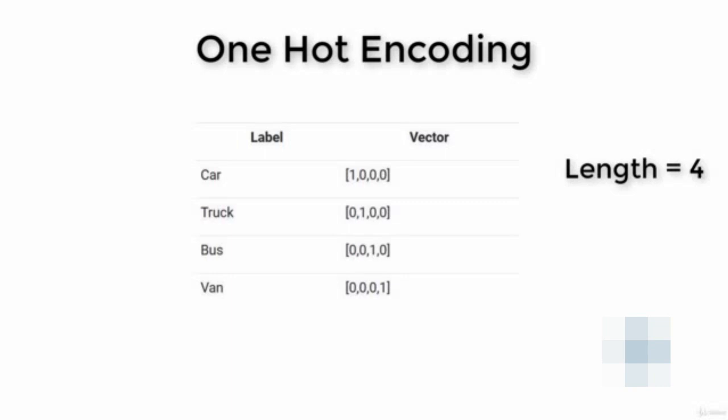Note that we just arbitrarily said that car corresponds to the first element, truck to the second, bus to the third, and van to the fourth. But this could very well be in a different order. This just depends on how the underlying code or library is doing the one-hot encoding. Now we have a clear understanding of one-hot encoding.